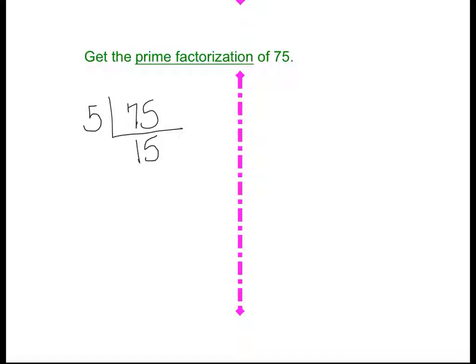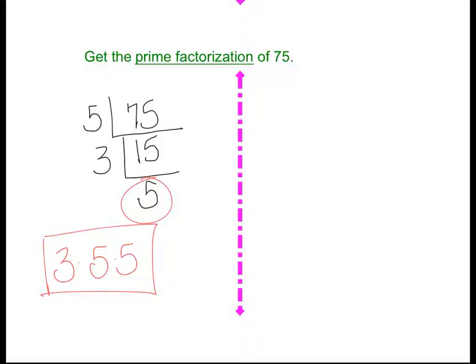Okay? Now, what's prime that goes into 15? 3. 3 times what is 15? That's 3 times 5. Here's a prime number. That means we're done. 3 times 5 times 5. There's my prime factorization. Now, I skipped the factor tree method, so let's go back and do it that way as well.